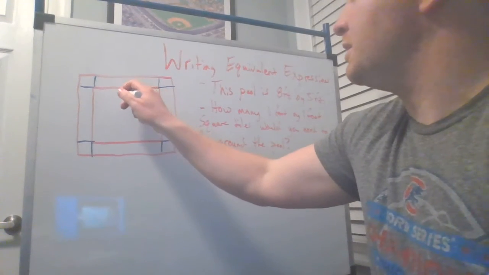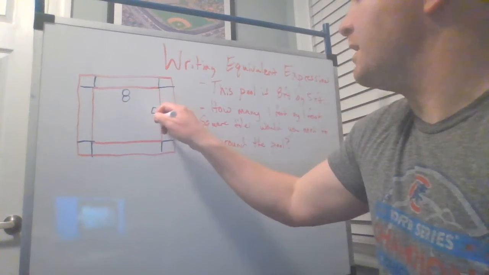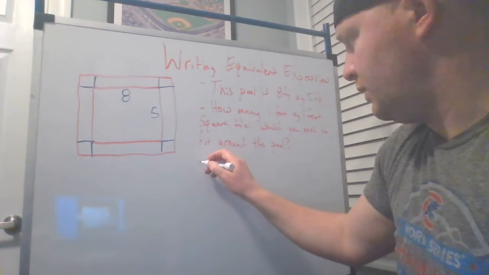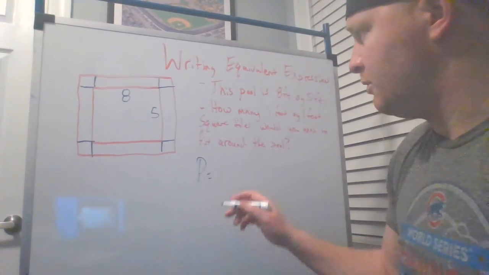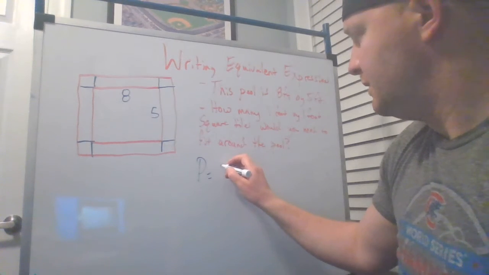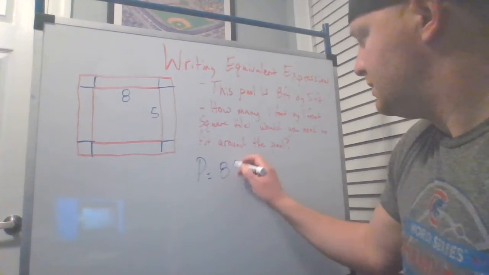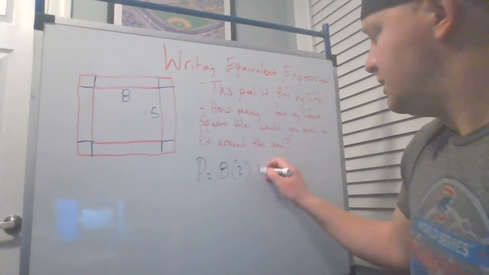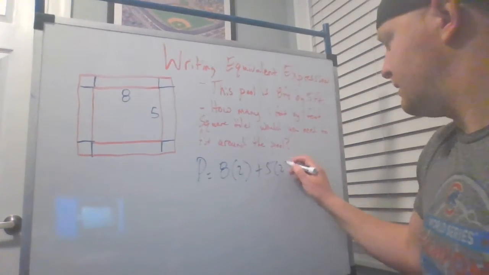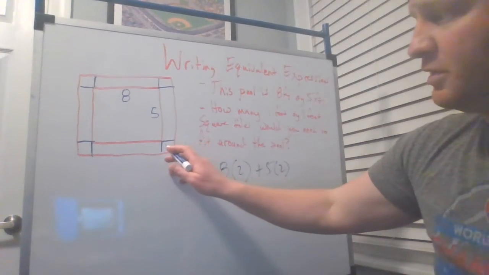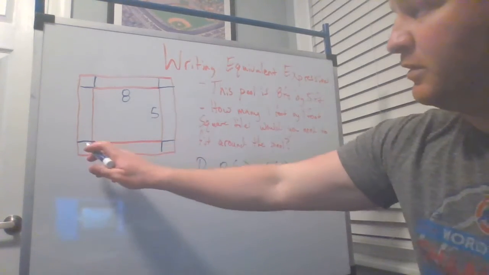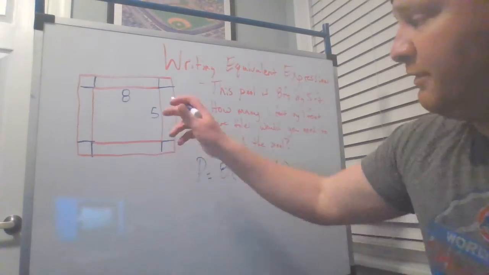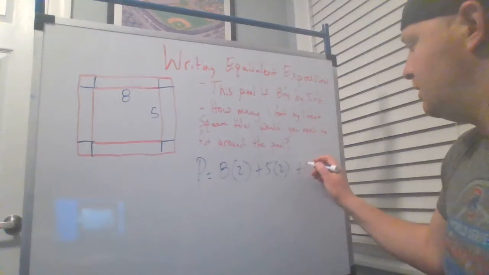So I know that this is going to be my 8 foot length and my 5 foot length. For instance, we can call this P because we're doing perimeter equals 8 times 2, because I've got two 8 foot lengths, plus 5 times 2. But now you see here, this is the crucial thing: I've got to account for these as well, because those are outside of our 8 foot by 5 foot. So don't forget about that. That's our little plus 4.